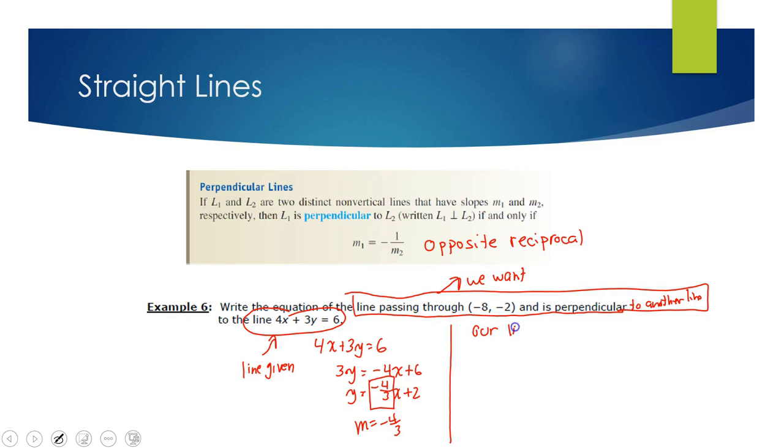Our line, the one we're looking for, then, for it to be perpendicular, its slope has to be, well, since the line we were comparing it to has a negative slope, ours is going to be positive. The fraction, I'm going to flip it. Instead of having 4/3, I'm going to have 3/4. So that is the slope of the line that we have. We also know it's passing through negative 8, negative 2. So again, if I'm satisfied with using point slope form, that's a suitable answer in point slope form.